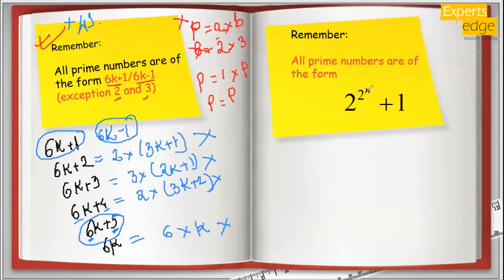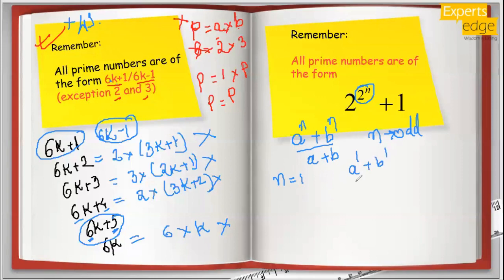2 to the power n. The logic of this is that there's a property in maths that a to the power n plus b to the power n, upon a plus b, will always be divisible by a plus b, provided n is an odd number. If I check, let's say as a simple funda, n as 1, what will happen? a to the power 1 plus b to the power 1 is divisible by a plus b. That means a plus b is one of the factors of it, so it can never be prime.